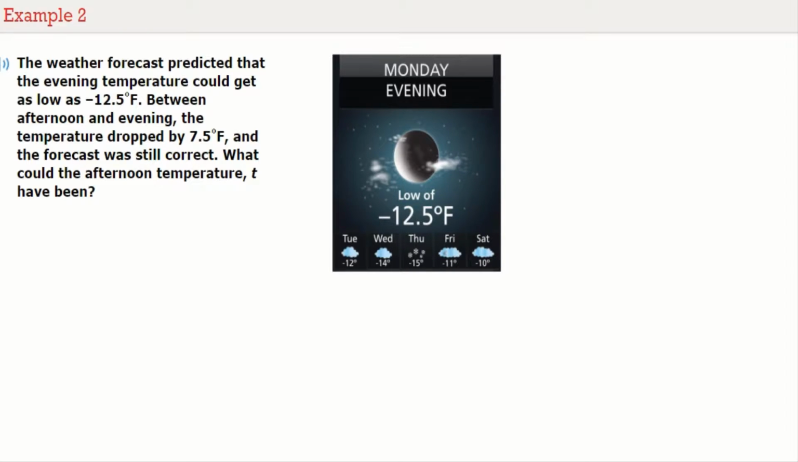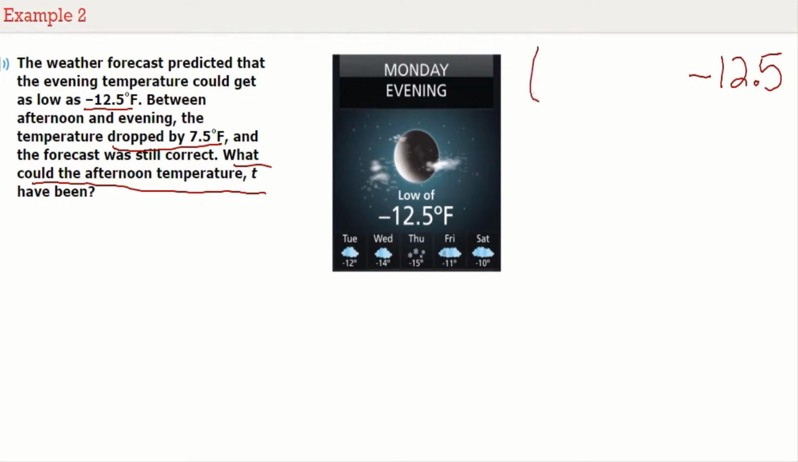All right, so we have to build an inequality, and just like building equations, you have to have your total on one side. In this case, we're going to have -12.5 on one side by itself. Now I have to figure out what's going to go on the other side. So it said the temperature dropped by 7.5 degrees. And what could the afternoon temperature of T have been?